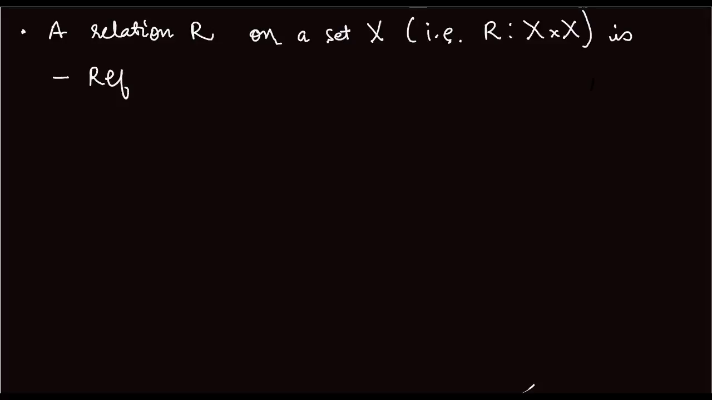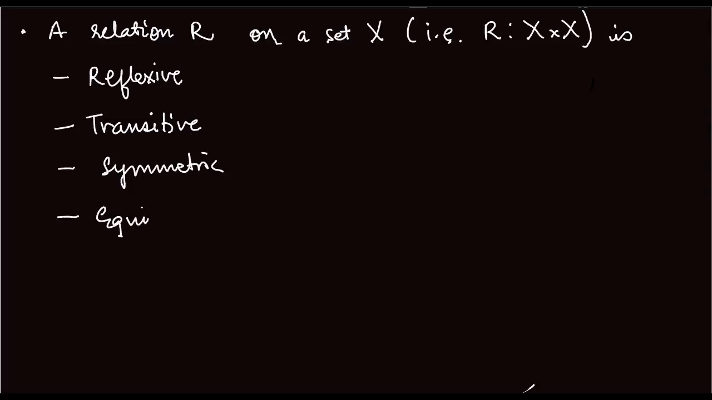It may be reflexive, it may be transitive, it may be symmetric. Actually four properties, and it may be equivalence. There are four types of relations: reflexive, transitive, symmetric, and equivalence. Reflexive, the condition is if there is an element x, small x, xRx. X is related to x, for all small x belonging to X.